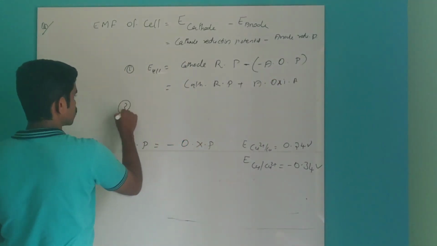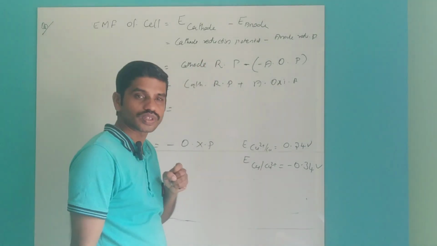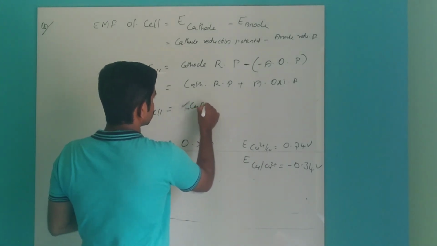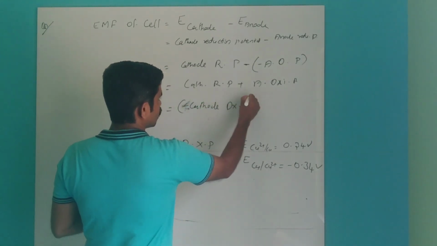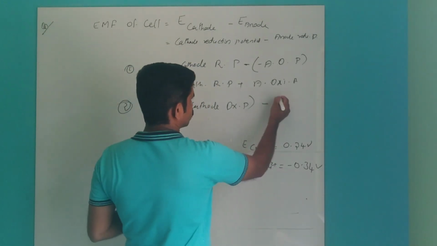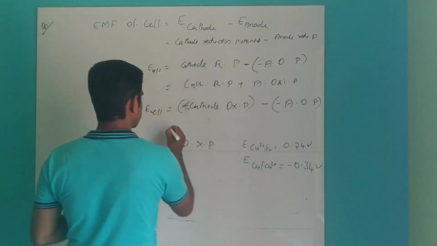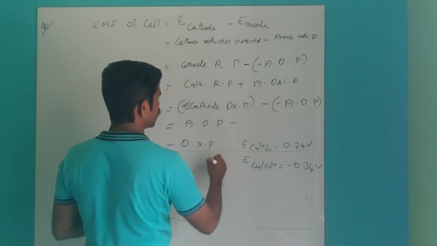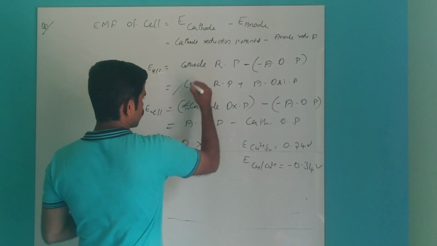This is the first form. Second form, E cell is equal to anode oxidation potential minus cathode oxidation potential. Because minus into minus is plus. So in these two forms we can represent it.